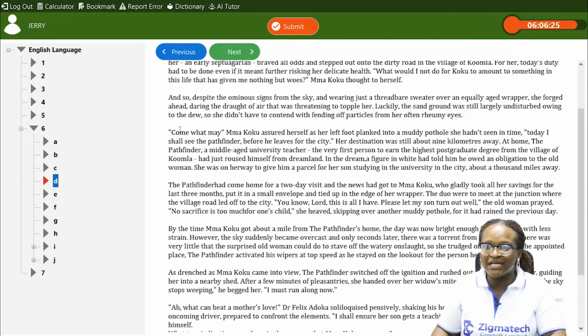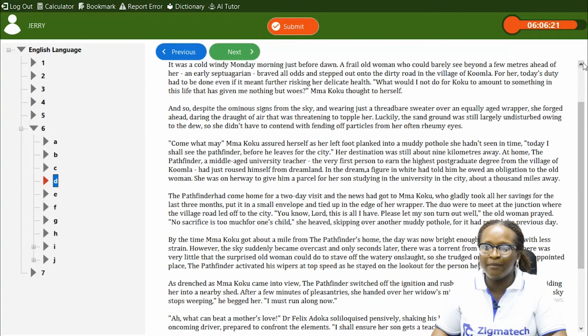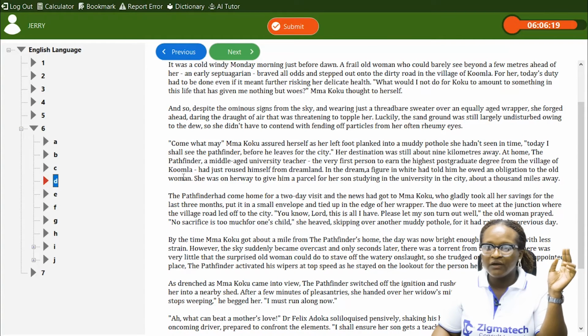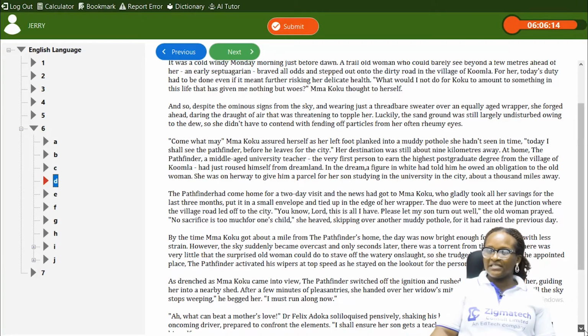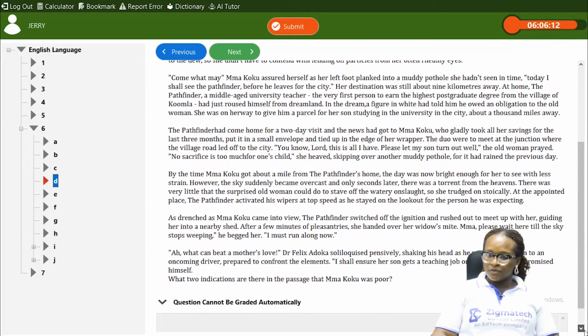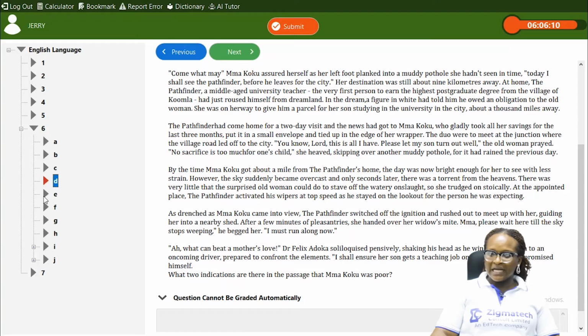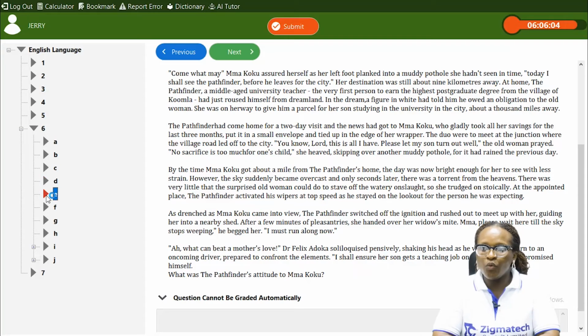So another point that she was poor was that she had to save up, yes, I remember, her what? Three months' salary so as to send to her son. That's an indication of poverty. So those two are reasons that point to the fact that she was poor, or an indication that she was poor. Number 5, what was Pathfinder's attitude to Mmakoko?